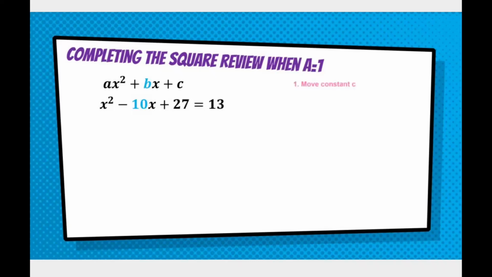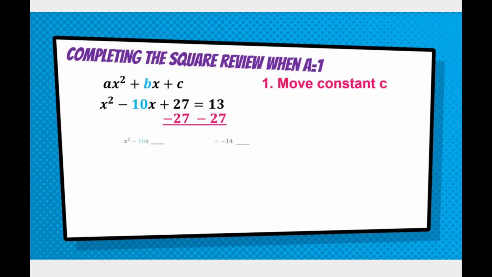All right, let's talk about how to complete the square, and we'll look at when a is 1 first. You might have an equation like this, but the first thing we want to do is get just our a and b terms together, and move anything that does not have a variable in it, our constant term, to the other side.